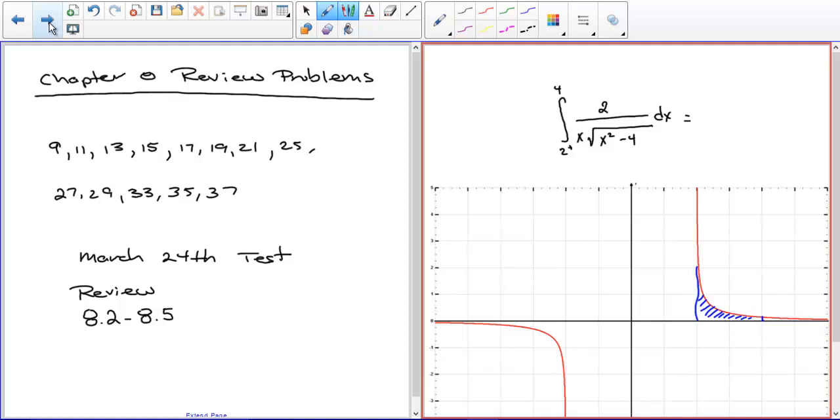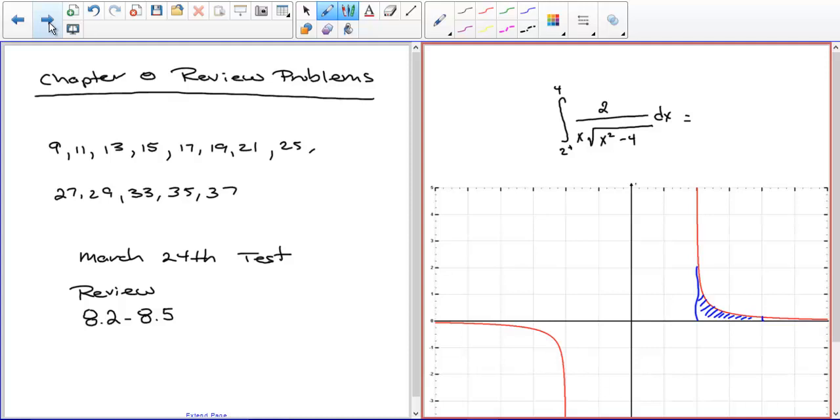Okay, so let's do another one. We're integrating from 2 on the positive side to 4 of the function 2 divided by x times the square root of x squared minus 4. And so if you draw the curve, it looks like this. So it's one of the cases where the function goes to infinity at x equals 2. You can see that because the square root term goes to 0, so you divide by 0.